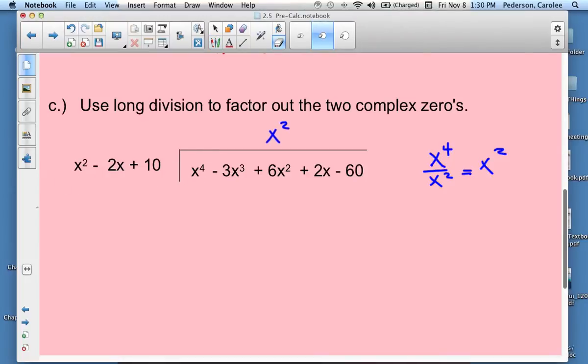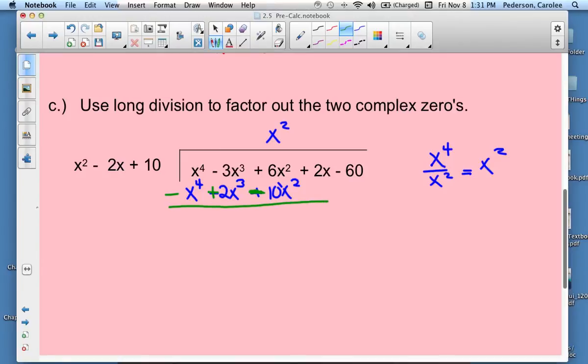Now we'll multiply. x squared times 10 is 10x squared, plus x squared times negative 2x is negative 2x cubed, and then x squared times x squared is x to the fourth. Then we change signs, we're subtracting through, so we get a negative, a positive, and a negative. x to the fourth minus x to the fourth cancel. Negative 3x cubed plus 2x cubed is negative 1x cubed. Positive 6x squared minus 10x squared is negative 4x squared. And then I bring down the next term of plus 2x.